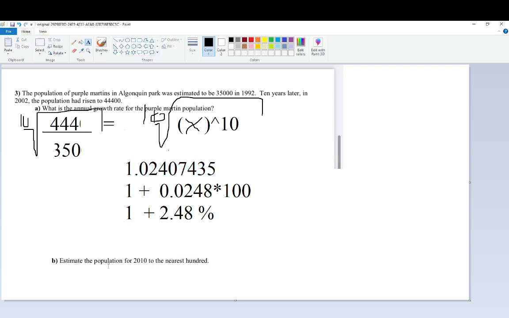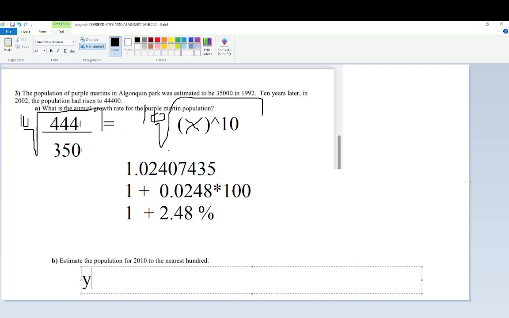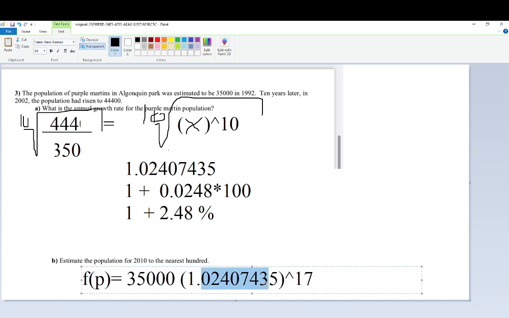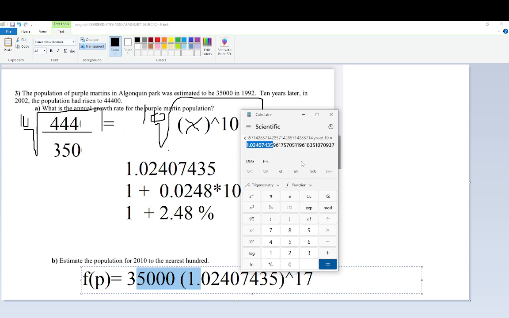Estimate the population for 2010 to the nearest 100. Well, now we have our formula. Our formula is the final population is equal to the initial population times 1 plus, well, we can use the exact number we got, to the power of whatever my years are. 2010 from 1992 is 18 years. My initial population here was 35,000. So I'm going to take 1.02, whatever my fraction is, to the power of 17, because exponent's first, and multiply it by 35,000.